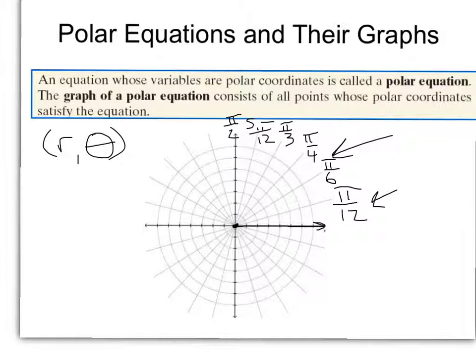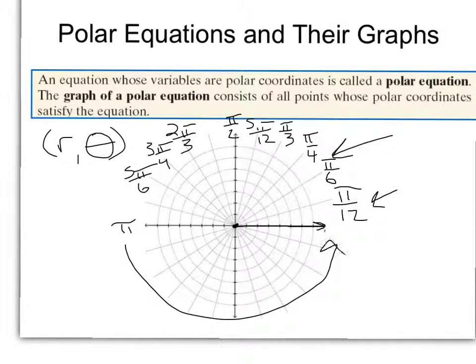All right? And so I can continue to go, I have 7 pi over 12, 8 pi over 12, which is 2 pi over 3. That's an angle that we know. We also have the angle 3 pi over 4, 5 pi over 6, and so on and so forth. I have pi, and you can continue to go, and you'll have all these angles here.